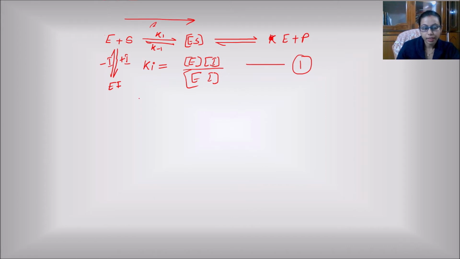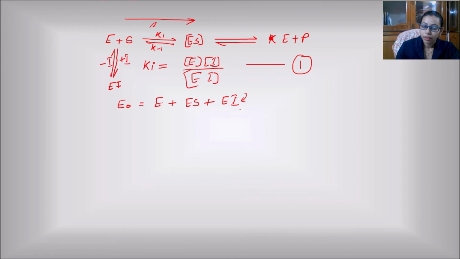Now, the second thing is that previously, when we derived the Briggs-Haldane equation, we saw that the total enzyme was the unbound enzyme plus ES, that is, the free enzyme plus the enzyme which has bonded with the substrate. But in the presence of an inhibitor, we will take one more species of the enzyme, which will be bonded with the inhibitor. So this time only these changes will be there.